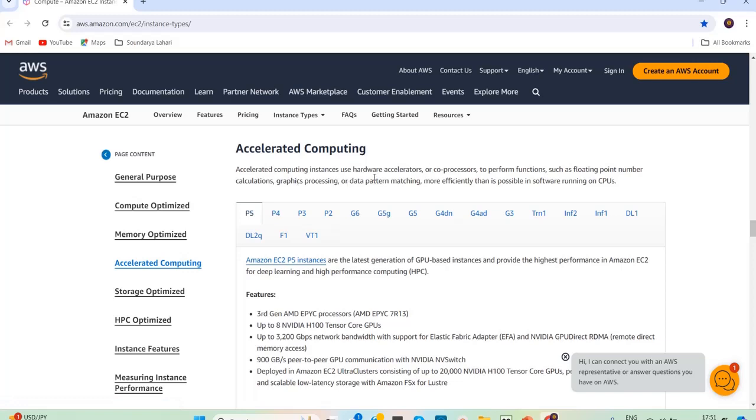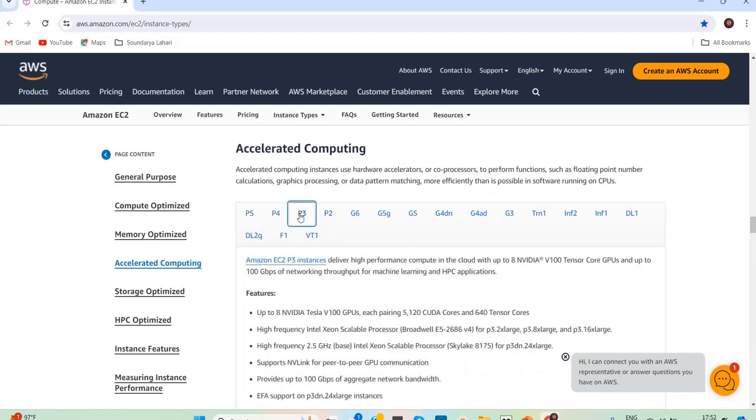Okay, so then accelerator computing. These instances use hardware accelerators or coprocessors to perform functions such as floating point number calculations or graphics. This kind of accelerator computing is actually used for any gaming kind of stuff, any computer graphics, or any gaming projects or any video game. For those requirements, they can go for accelerator computing in general. See, more efficiency than is possible for software running on CPUs, like that.